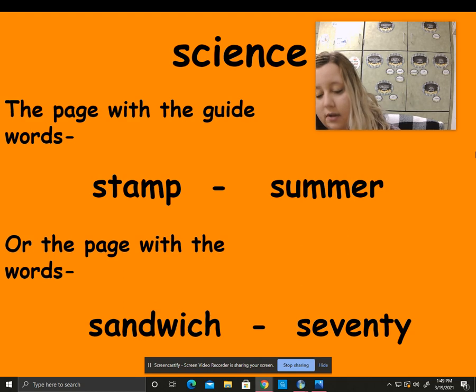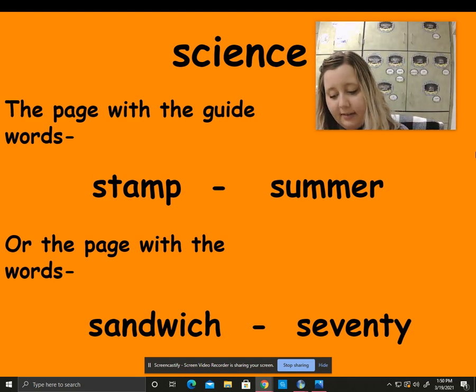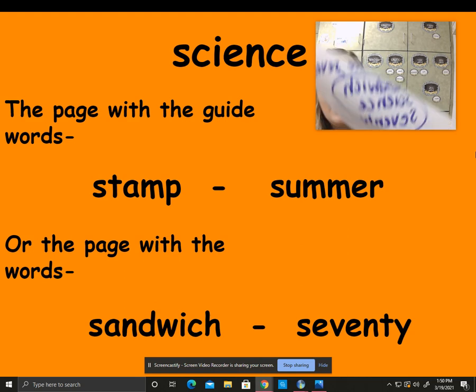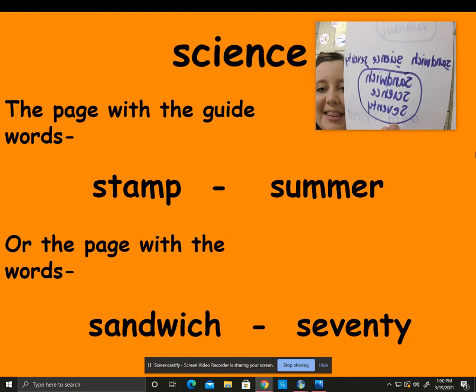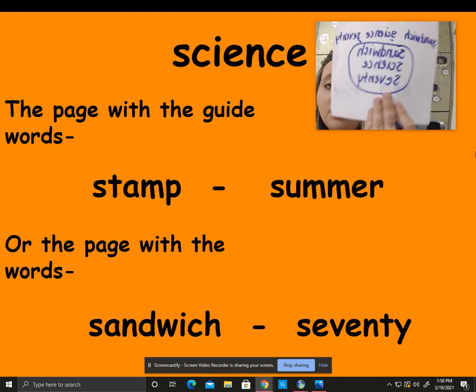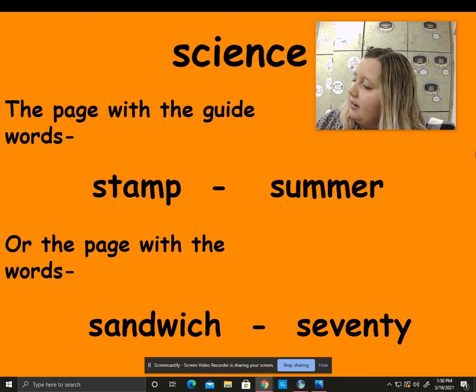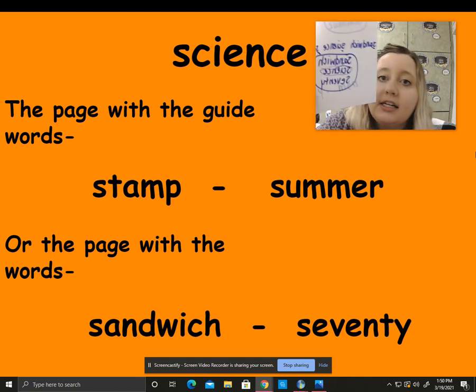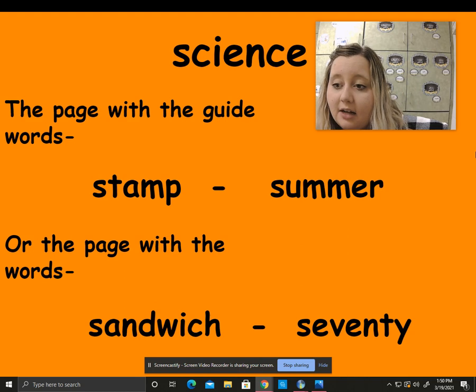Now there are my words in order, okay? Sandwich, science, 70. Now I'm going to circle my guide words, which are sandwich and 70. And is science in the middle? Yes, it is, just like an Oreo. The science is the cream in that Oreo. So science would be found on this page, the page between sandwich and 70, because right there in between is the word science, okay? I'm going to have a separate video showing you guys how to do guide words.